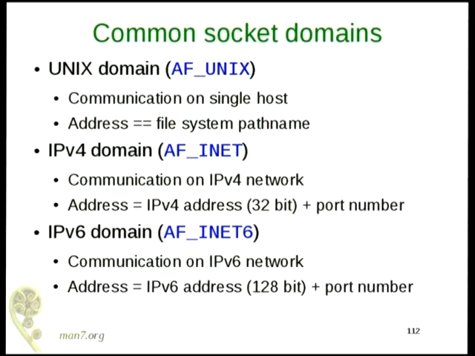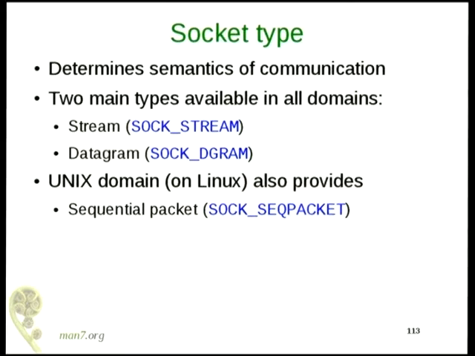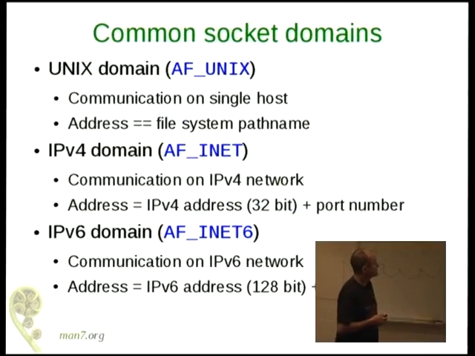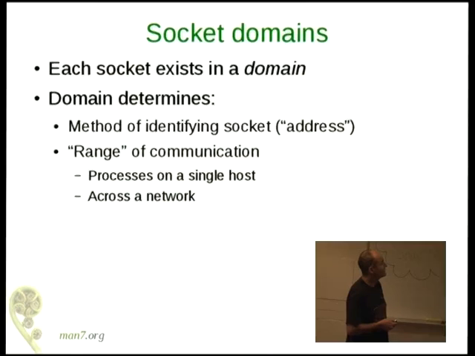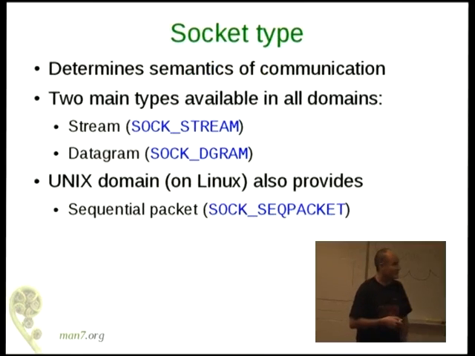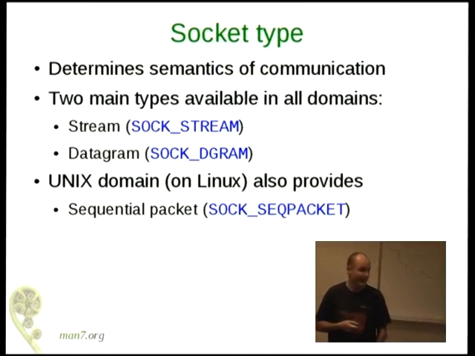IPv6, it's the same idea but across IPv6 networks. 128-bit address this time plus a port number. Now, the other thing that you've got when you create a socket using the socket system call is the type. The type tells you about the semantics of the communication.